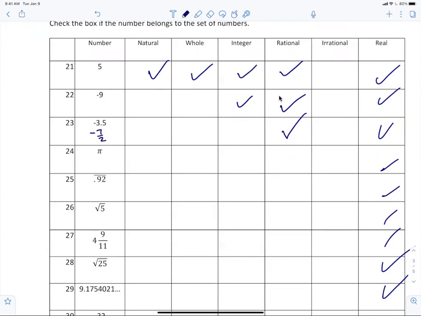Mr. Fogarty, you're up. What is pi? It's irrational. You are amazing. It is irrational. Good job, Oliver. Sophia, you got the tough one. It's rational. It is rational. Thank you very much.